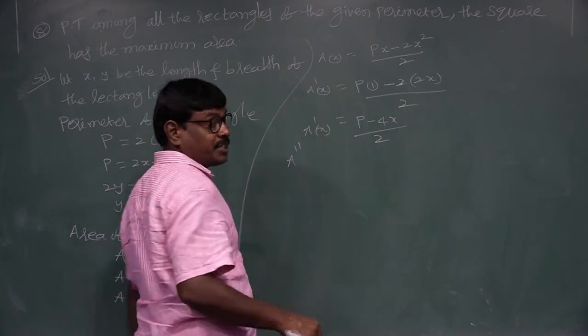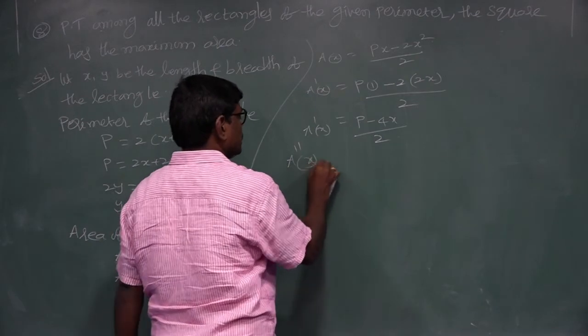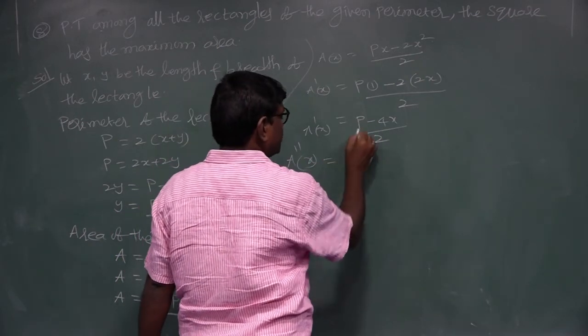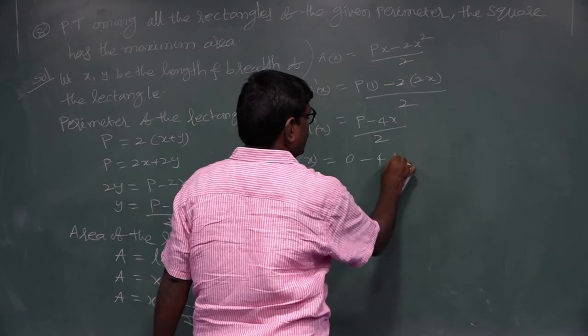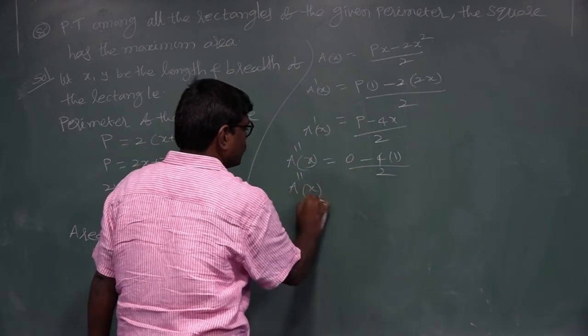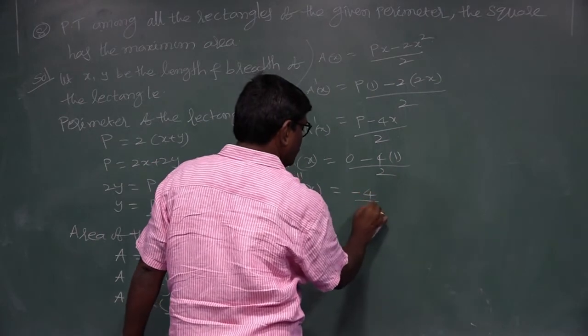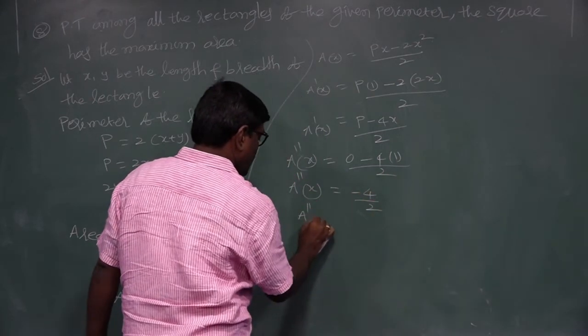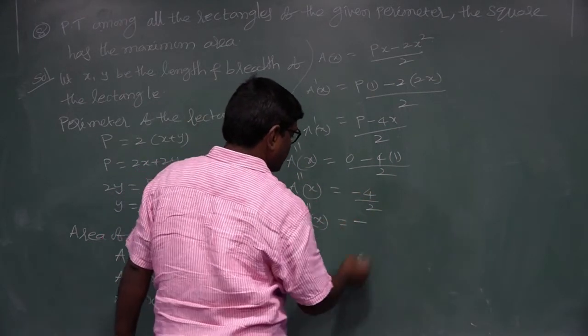Again, differentiate with respect to x on both sides. A double dash x equal to 0, P is constant, minus 4 into 1 by 2. A double dash x equal to minus 4 by 2. A double dash x equal to minus 2.